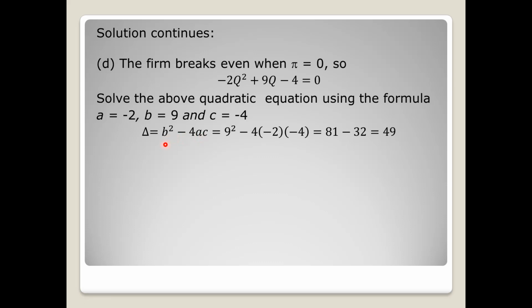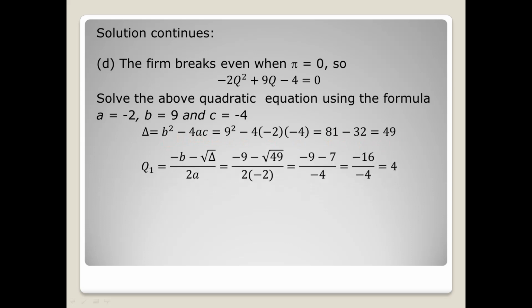We just need to substitute b by 9, a by minus 2, and c by minus 4. So if we do this substitution, we will get delta equals 49. Then we need to find q1.